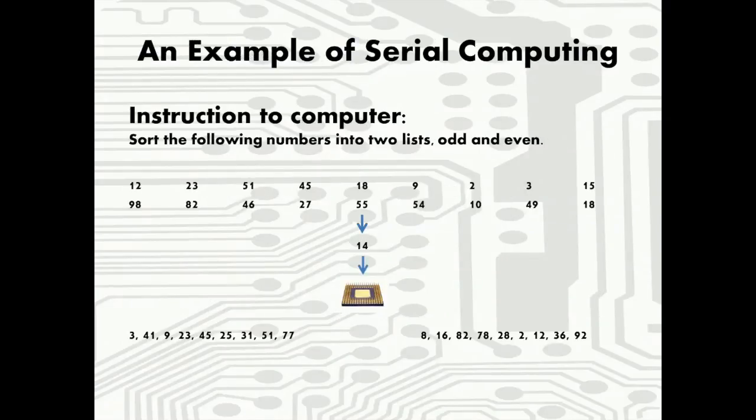Now let's look at an example of serial computing. We're going to tell our computer to take a list of random numbers and sort it into two groups, odd numbers and even numbers. In serial computation, the processor takes one number at a time, inspects it, and then puts it in the appropriate group.